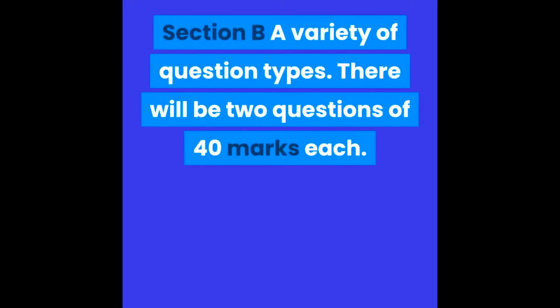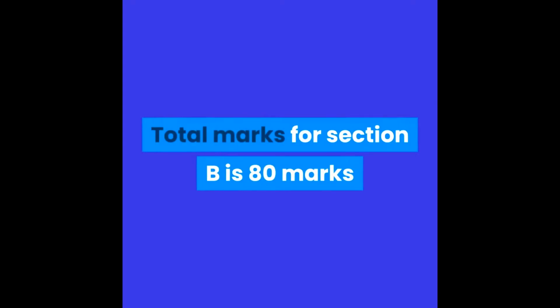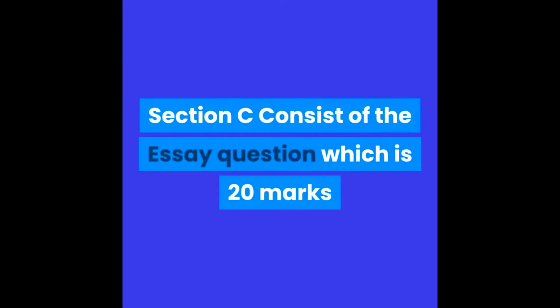Section B, a variety of question types. There will be 2 questions of 40 marks each. Both of these questions will be divided into 2 to 4 subsections. Total marks for Section B is 80 marks. Section C consists of the essay question, which is 20 marks.